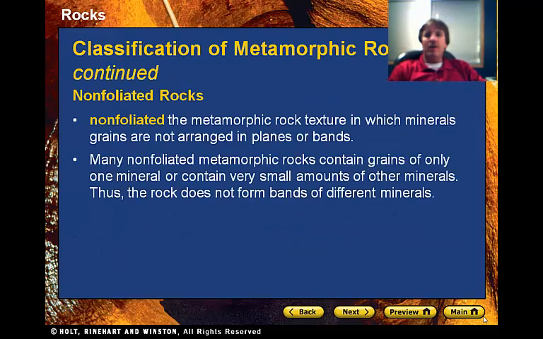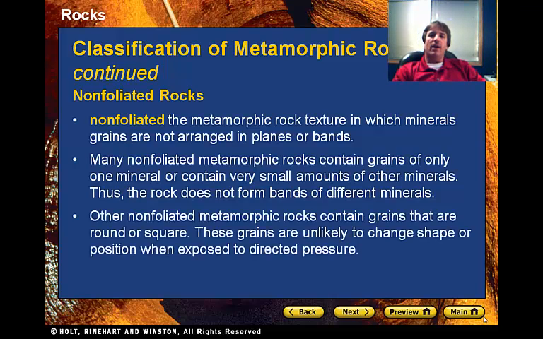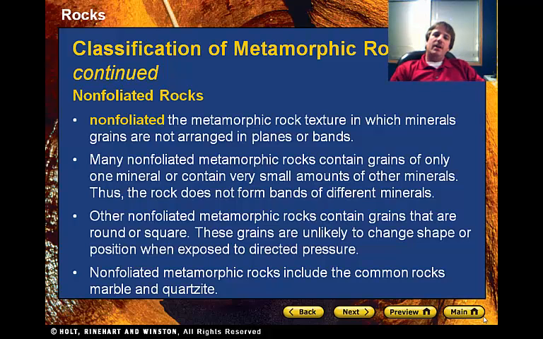Non-foliated rocks don't have planes or bands. They may contain grains of only one mineral, or they can have small amounts of other minerals. So you don't see those bands forming like you do in the foliated rocks. They have grains that are square or round, so they mix. These grains are unlikely to change shape or position when exposed to direct pressure. So as the pressure builds up on them, you're not going to see a lot of changes in this type of rock. You'll see a lot of marble and quartzite in these. Marble is one of the common building materials around our country, especially in Washington, D.C. Some of our most famous monuments are built of marble.